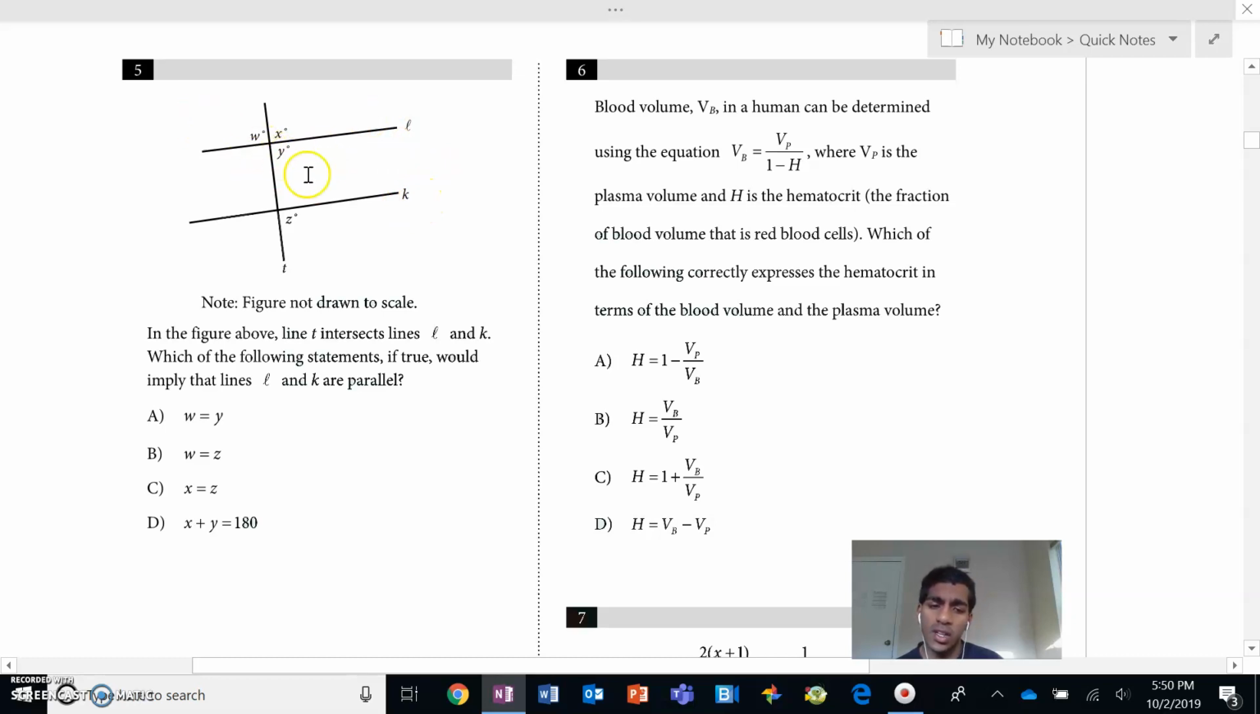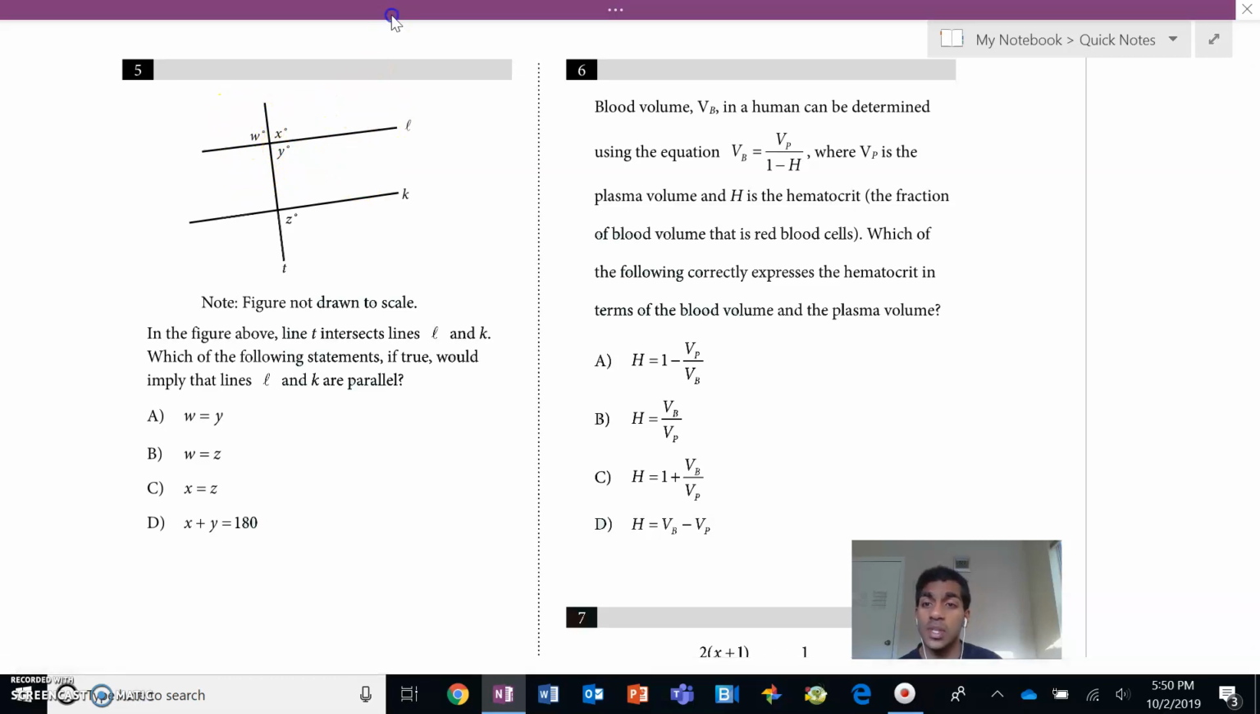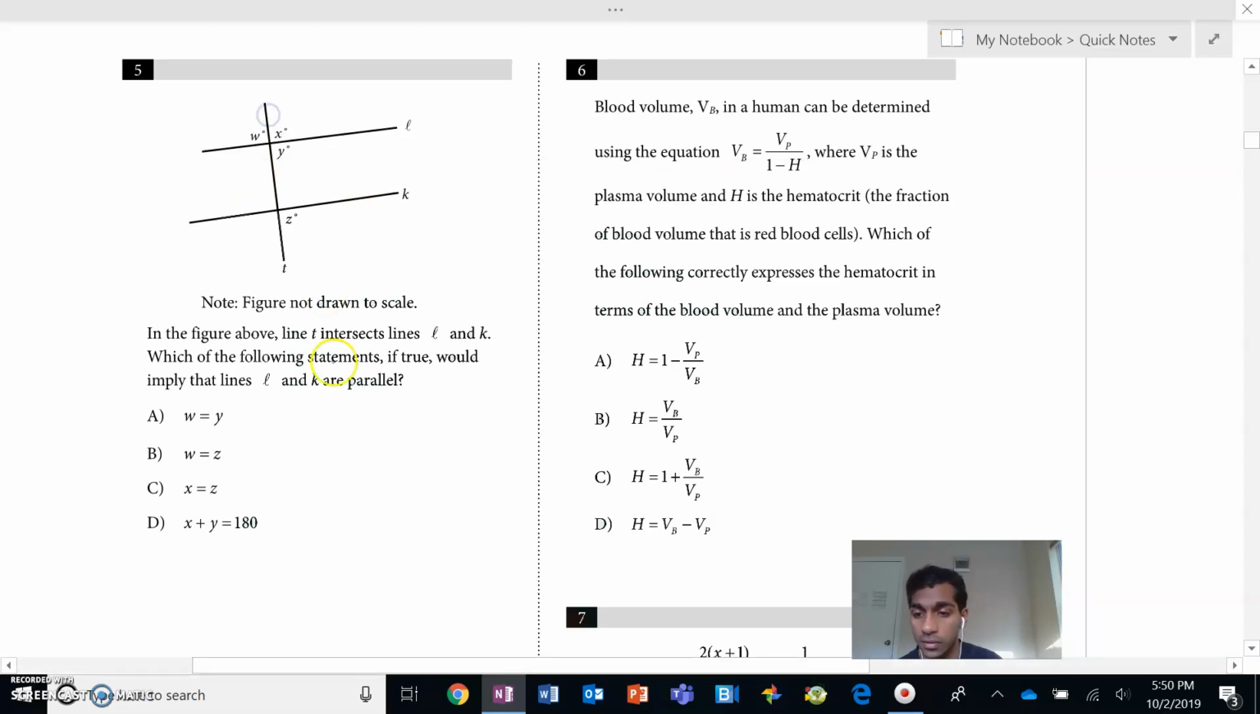Anyways. So now angle W equaling angle Y tells me nothing about lines K and L, because they're vertically opposite angles, so that just tells me that they both are equal. That tells me nothing about the parallel lines, so I'm just going to get rid of choice A right away. And now angle W equals Z, that sounds like a viable choice, so I'm just going to keep that.